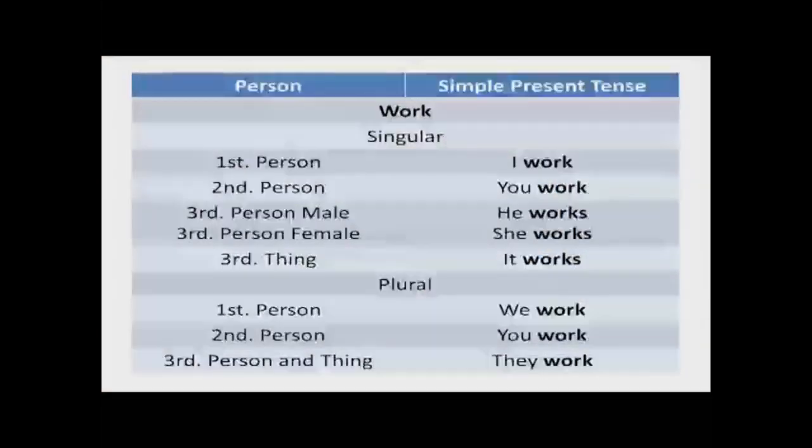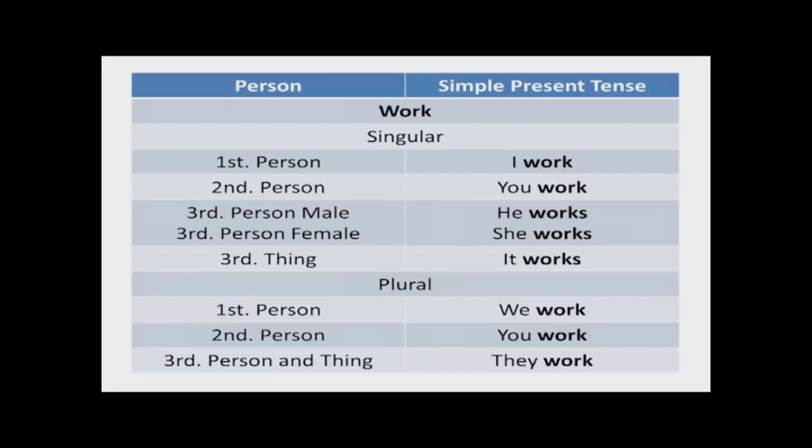Let's see this first example when we use the verb work. So in first person, we would say I work. Second person, you work. Third person male, he works. Third person female, she works. Third thing, it works. And then in the plural form, for first person, we work. Second person, you work. Third person and thing, they work.